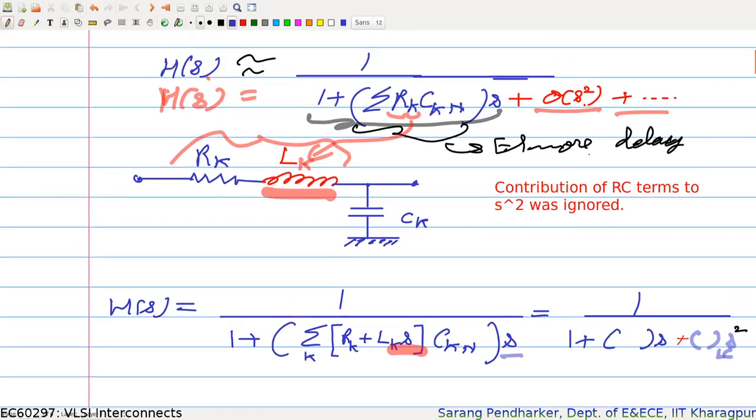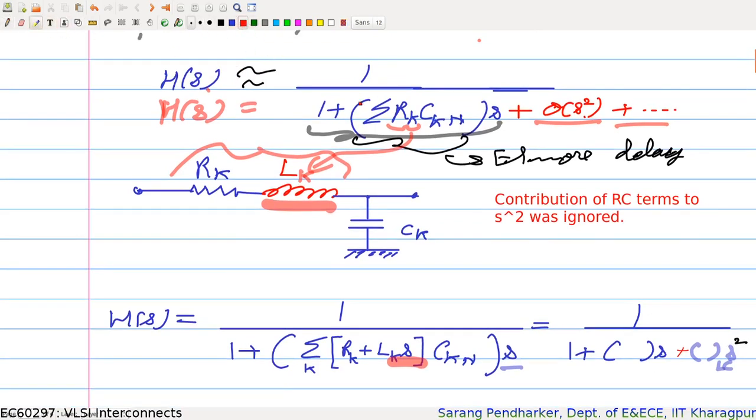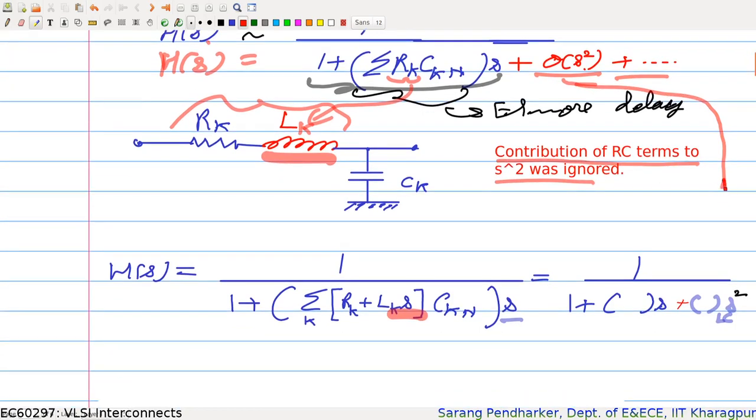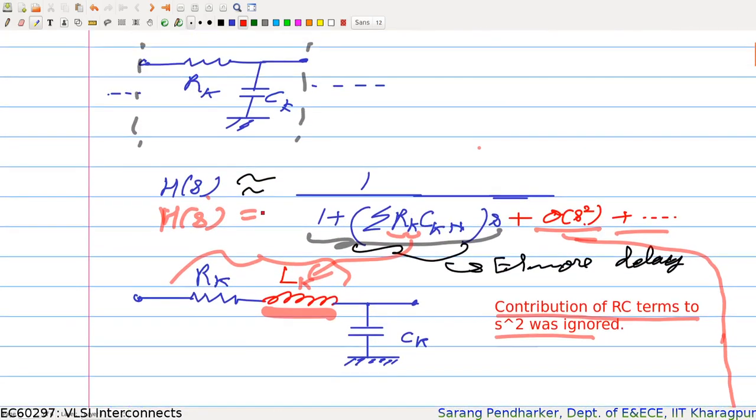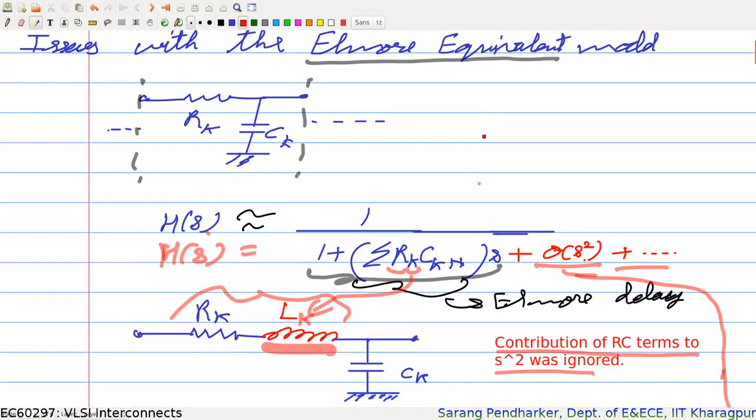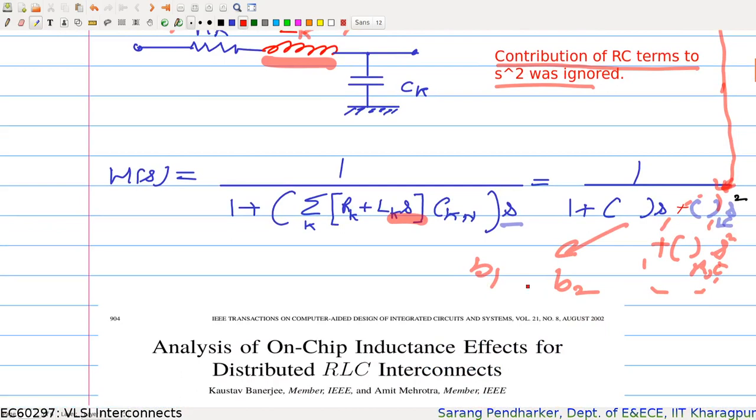But what we had ignored here was that this existing term of RC would also be there. So the contribution of RC terms to s squared was ignored in this analysis. There should be an additional term of R and C and s squared as well. So this was my b1 and this entire thing was my b2. The Elmore equivalent model is expected to have some errors in the coefficient b2.